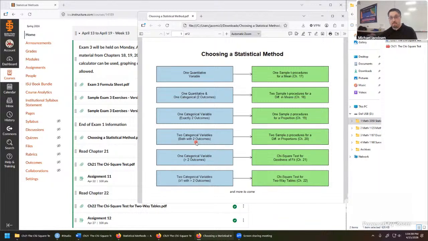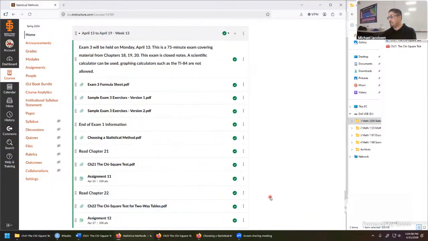One of those variables, or maybe both of them, having 3 outcomes or more, means we're using the chi-square test once again for 2-way tables. So we'll see how that goes, possibly today, depending on the pacing of the day, as well as certainly on Monday, probably finishing on Monday at the latest.